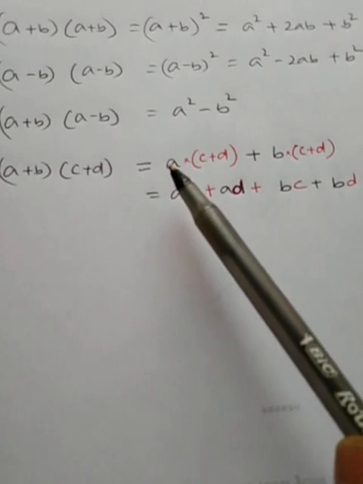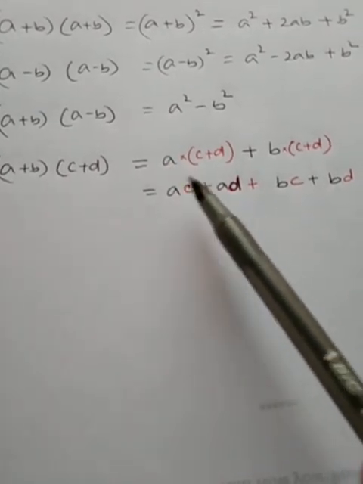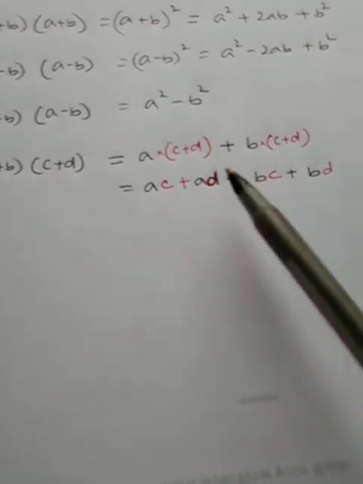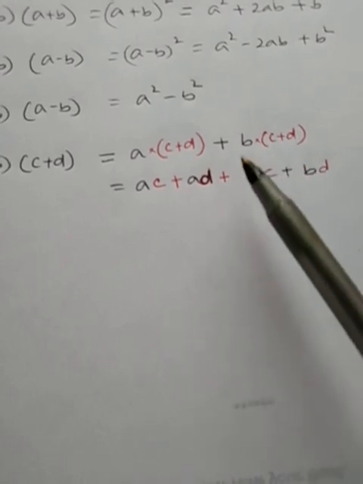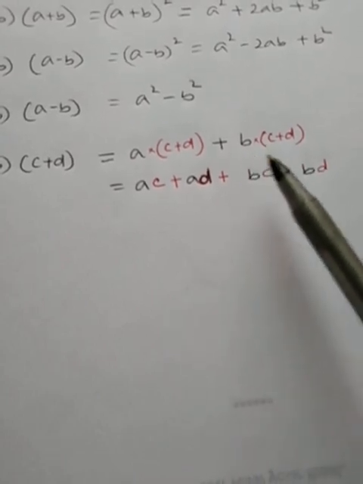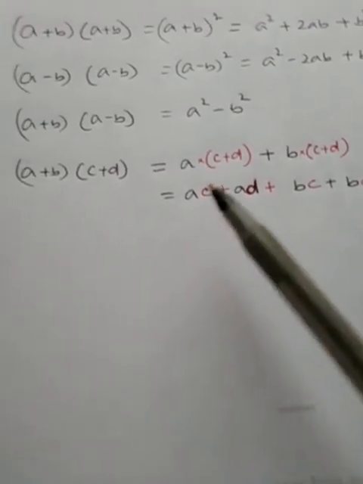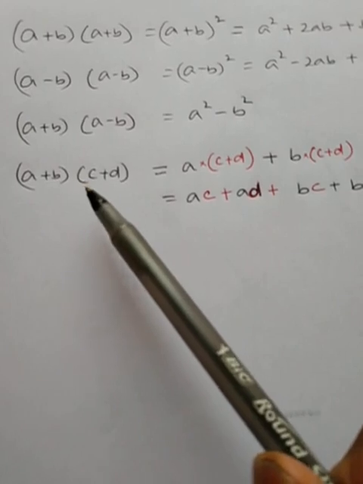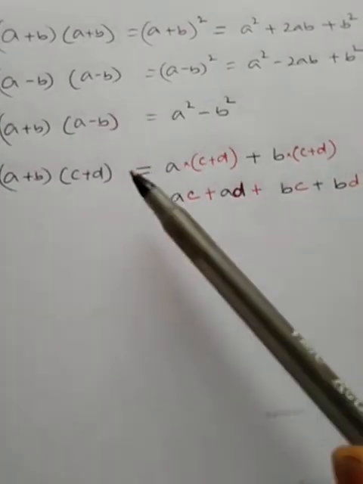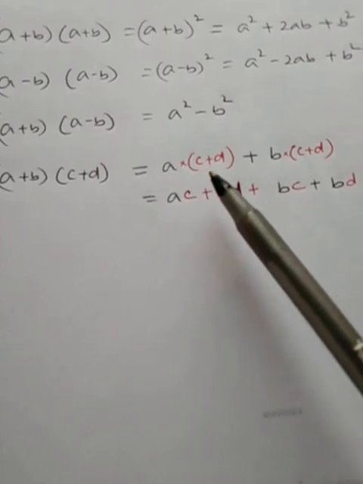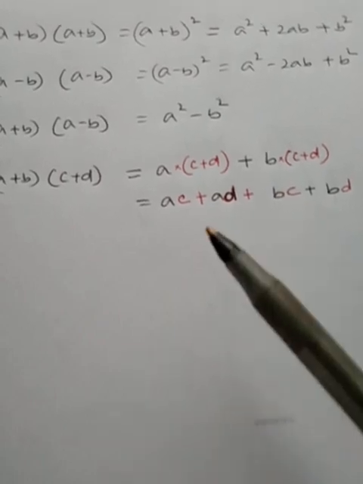Now a will be distributed to both c and d, so this will become a into c plus a into d. Then secondly, b will also be distributed with c and d, so it will become b into c plus b into d. So finally this will be the expansion of a plus b into c plus d. And if the signs are different, so in place of plus, if it is minus, then we'll have to write the sign and accordingly multiply.